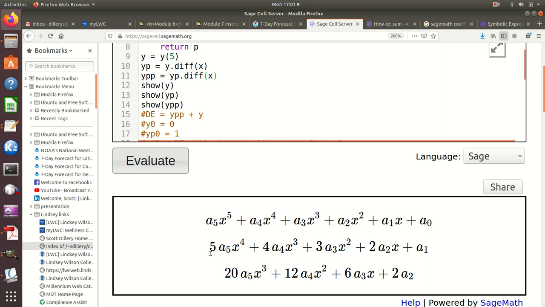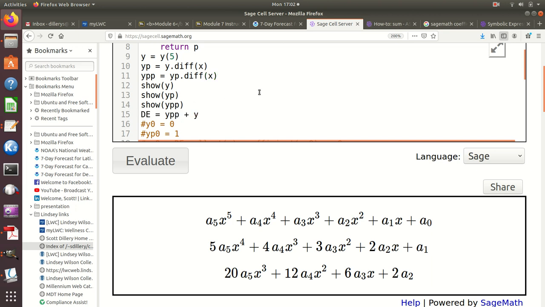And then here's the first derivative, right? And bring down the 5 and so forth. And then the second derivative, bring down the 4. 4 times 5 is 20, and that leaves a 3. And so there they are. Okay, so that's what I have so far.